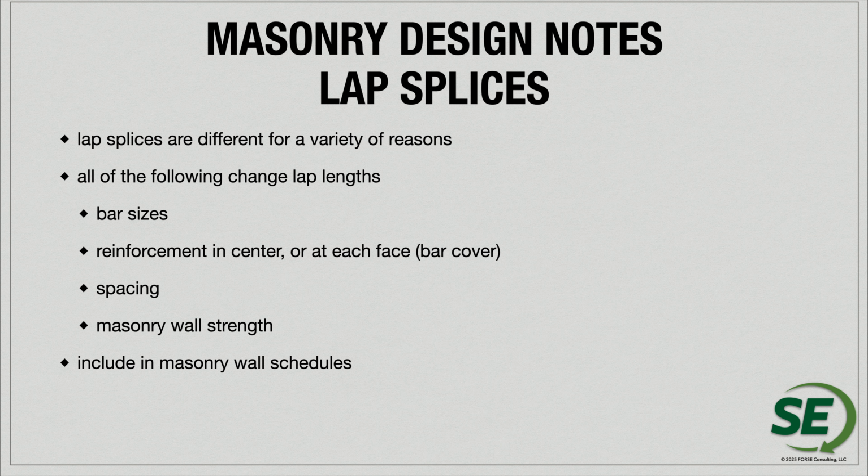Next, we're going to take a quick look at lap splices. Lap splices, we said before, we don't want to have those defined in the notes. We also have good testing that shows all these different variables: bar sizes, reinforcement location, whether in the center or at each face, spacing, and wall strength. All of those variables are going to affect the overall lap splice lengths that we're going to need within designs.